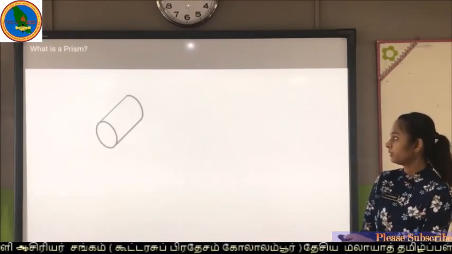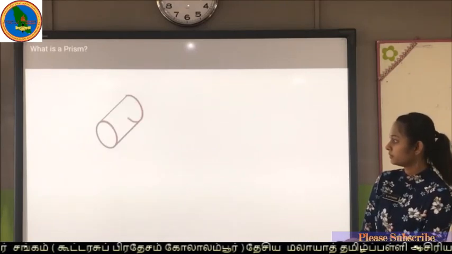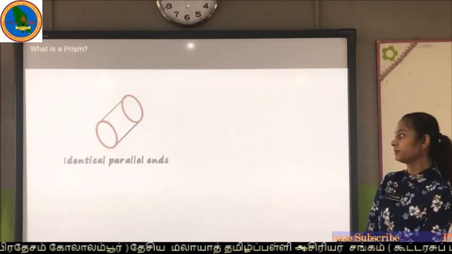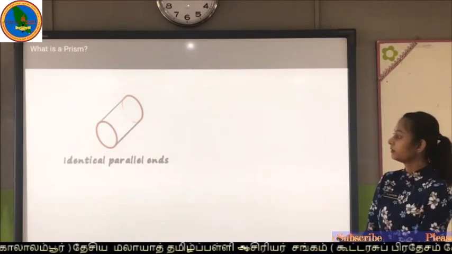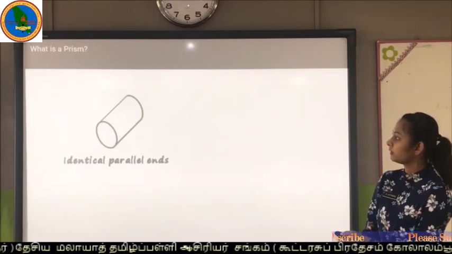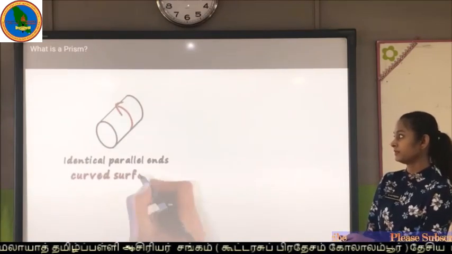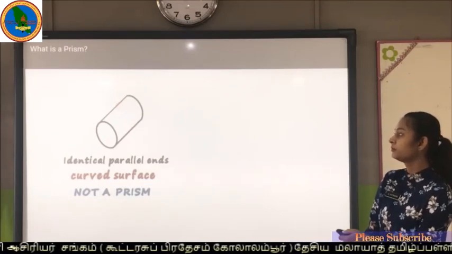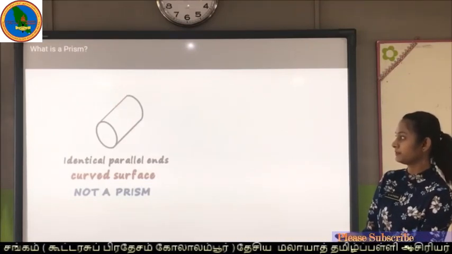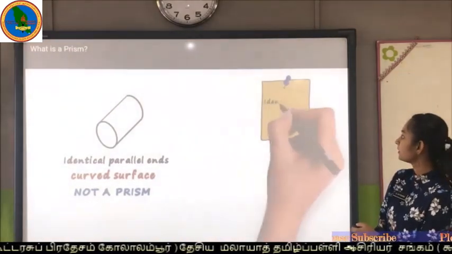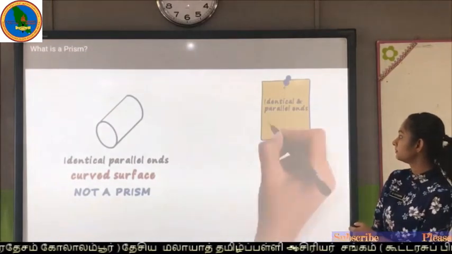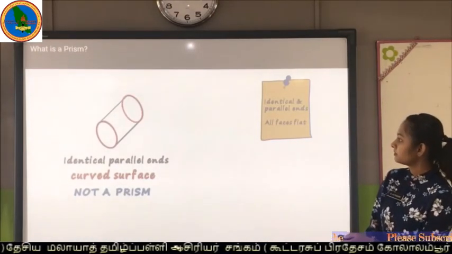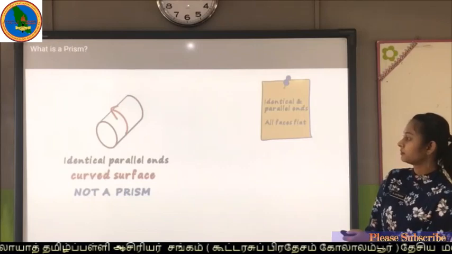Here's another shape. It's a part of a pipe. Both the ends are circles and parallel to each other. It means that this figure has identical parallel ends but has a curved surface. Hence, it's not a prism. I want to emphasize there are only two things that make a 3D shape a prism: identical and parallel ends, and all faces are flat. Here the ends are flat but the surface is curved, so it's not a prism.